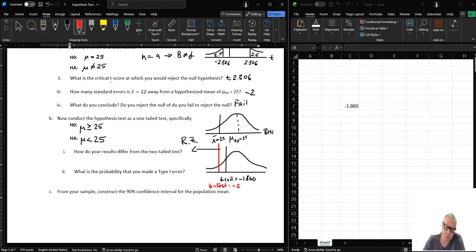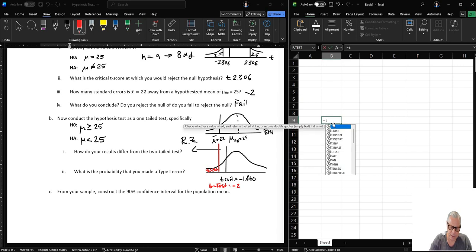So the remaining probability that we made a type 1 error is this area to the left of our test statistic. And because it is a one-tail test, I don't have to multiply anything by 2. So in this case, we will say that we need T.DIST. I want the area to the left of -2.